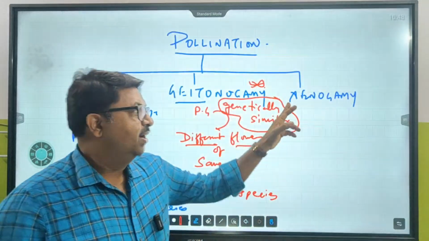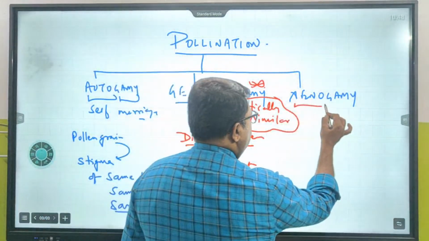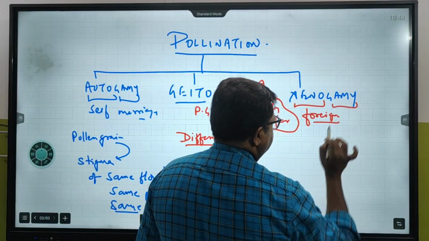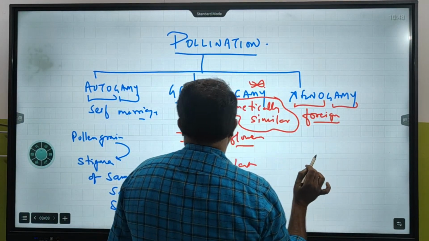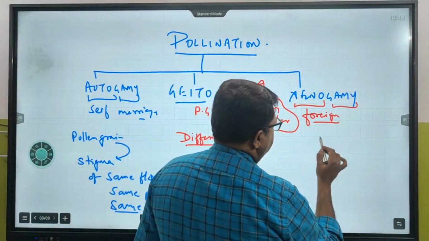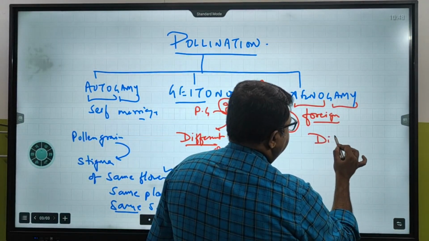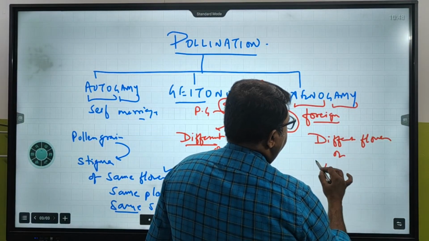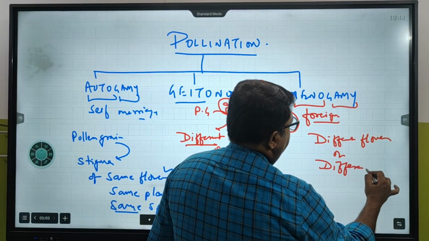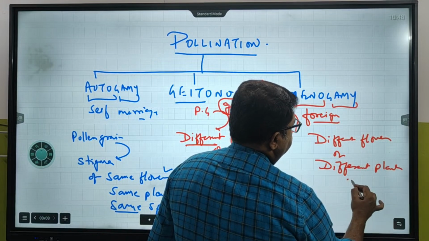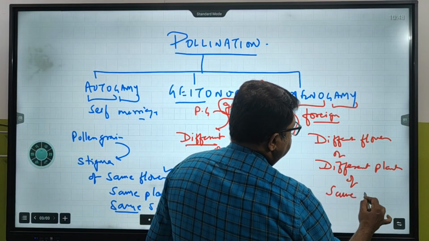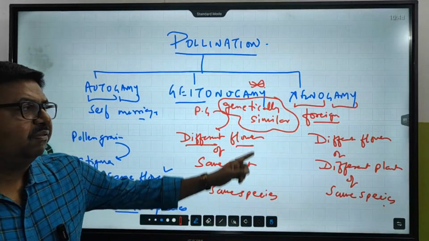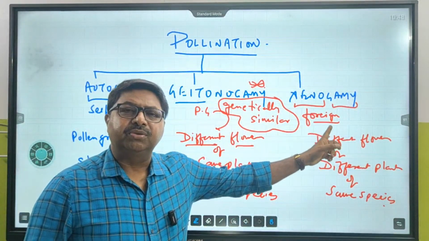Geitonogamy. Come down to xenogamy. When we talk about xeno, means what? Foreign. Gamy is marriage. So when the transfer of pollen grain takes place from the anther to the stigma of different flower of different plant of same species. Is this clear? This is called xenogamy. This is perfect cross pollination which leads into variation.